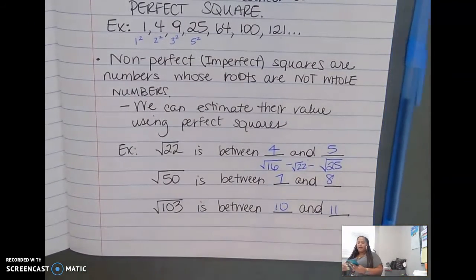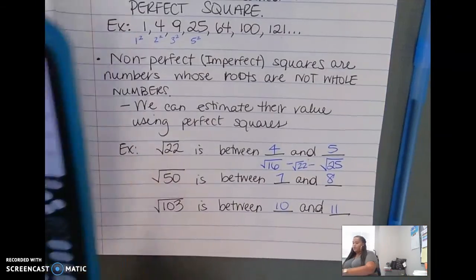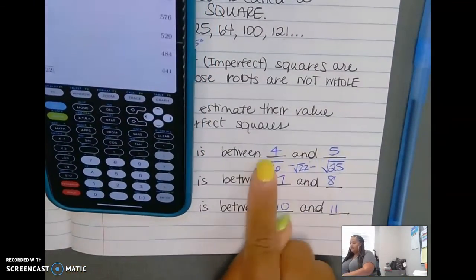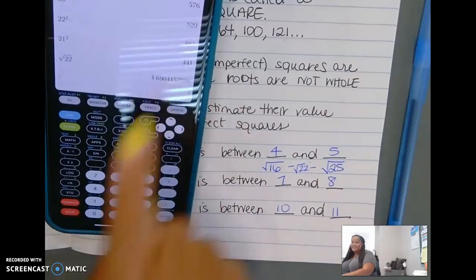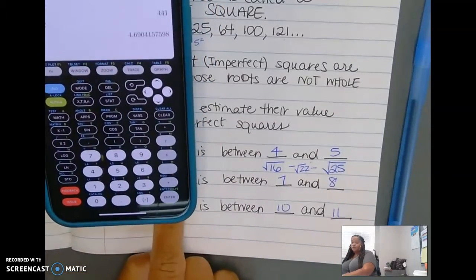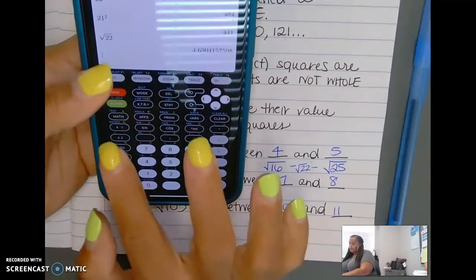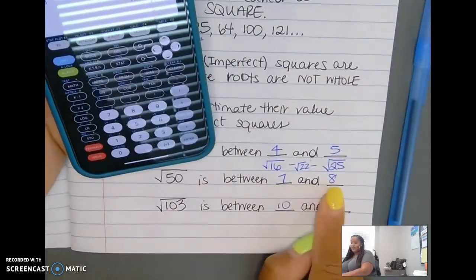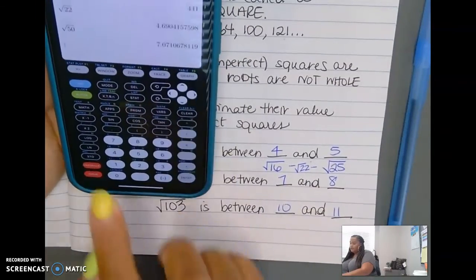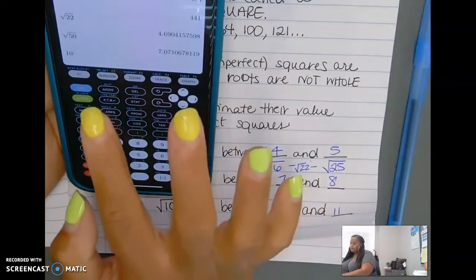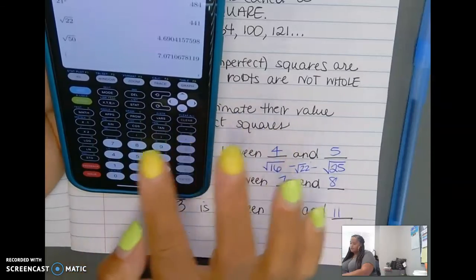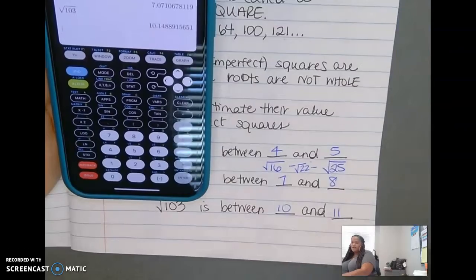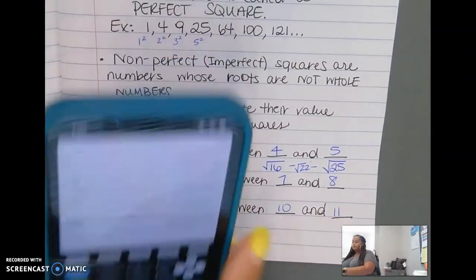And then I would double check this by using my calculator. So for the square root of 22, I would input square root 22. This should be between 4 and 5. It's 4 point something, 4.69. Okay. The square root of 50 is 7.07, between 7 and 8. The square root of 103, radical 103, 10 point something, between 10 and 11, okay?